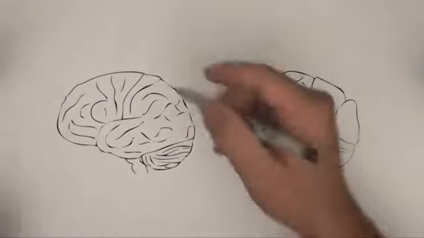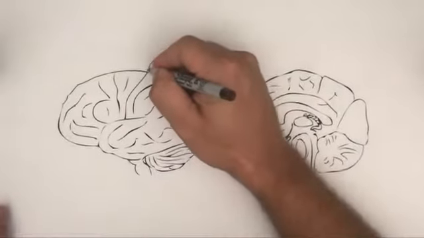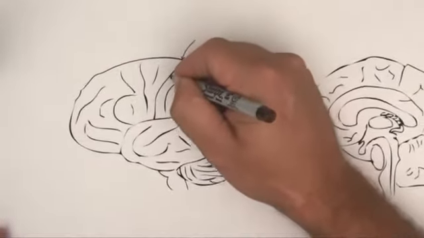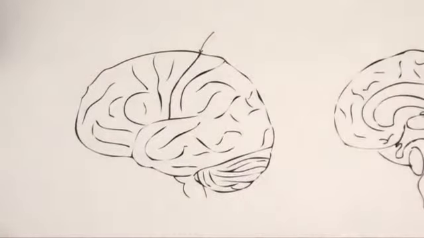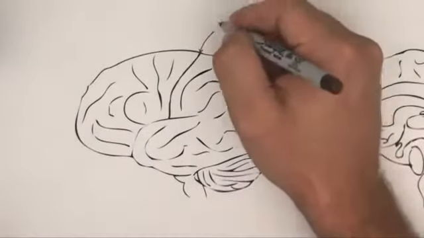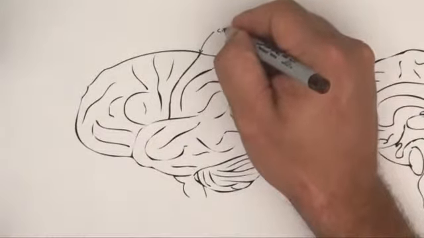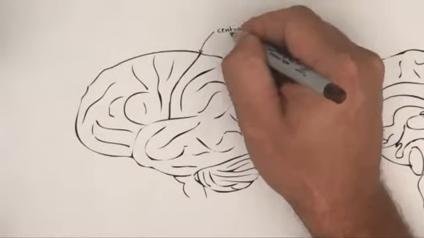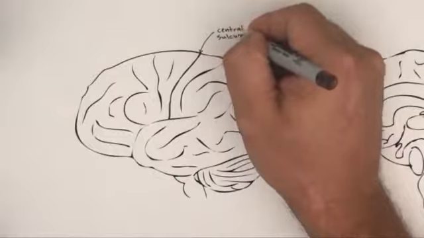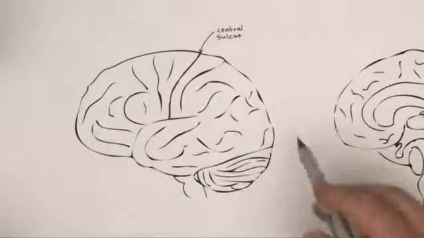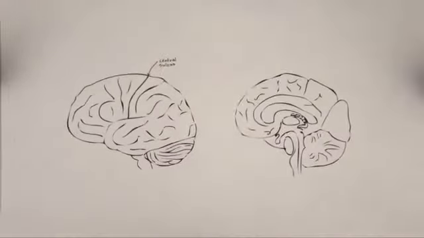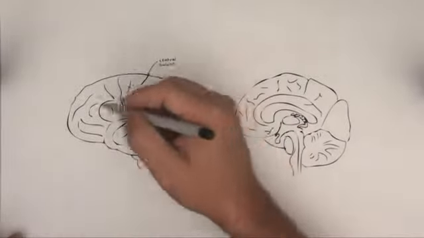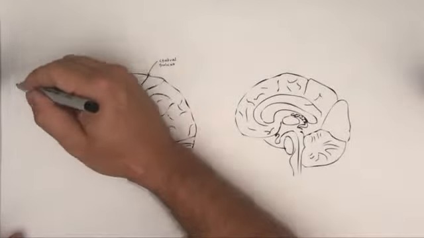I want to start with right here, this whole sulcus. So a sulcus is basically a valley in the brain, and this one's called the central sulcus. And the reason I want to start with that one is because it divides up the frontal lobe from the parietal lobe.